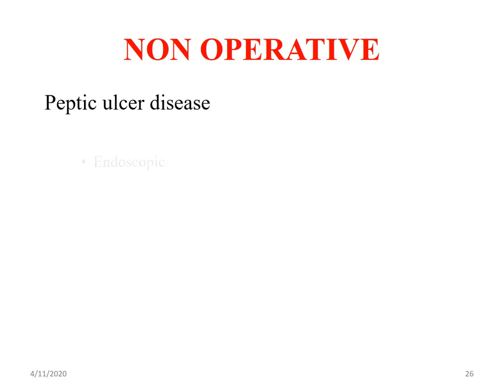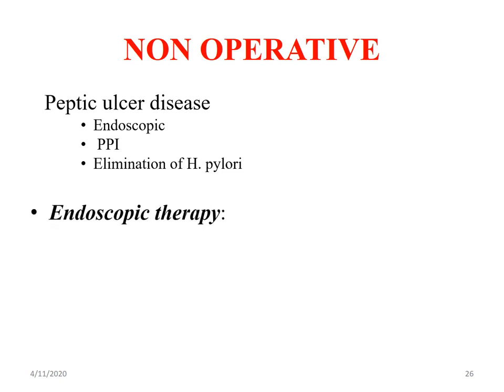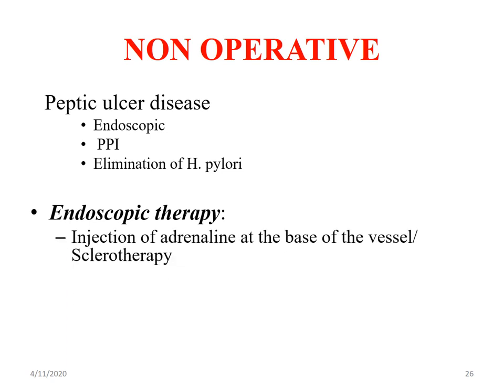First of all, we treat the patient with peptic ulcer disease with endoscopy, proton pump inhibitor, and elimination of the H. pylori, because most of our patients have bleeding from the DU, which is the commonest cause, as we saw, of peptic ulcer disease, which might also be from the stomach. And as we know, one of the common causes of duodenal ulcer is H. pylori. Also, endoscopic therapy is very important.